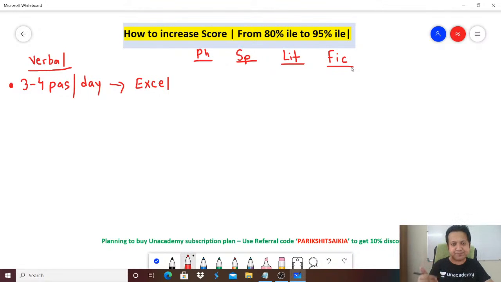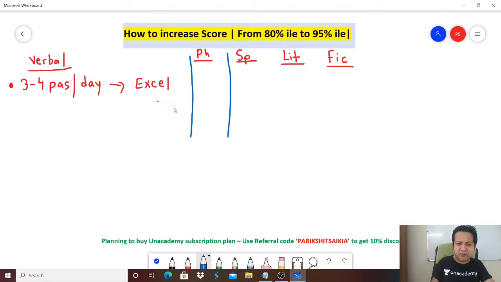Also, row wise, imagine this to be an Excel sheet. So every row also you note it down. Let's say inference based questions, the type of questions, tone of the passage. So something like this, prepare this row wise.